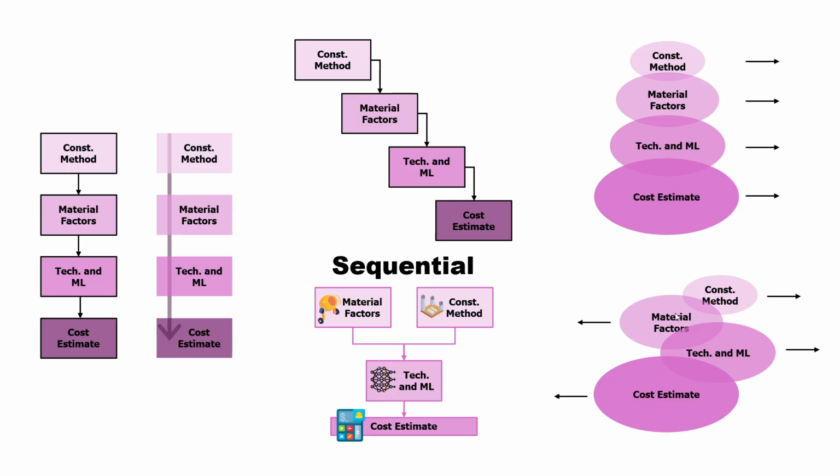It's not necessarily straight, like this last figure, the bottom right figure. It also shows a direction. It's almost the same as the top one, but it now has a more curved main line. But still, nonetheless, it has a main line. It goes from construction methods to material factors, to technology and machine learning, and then to cost estimates.